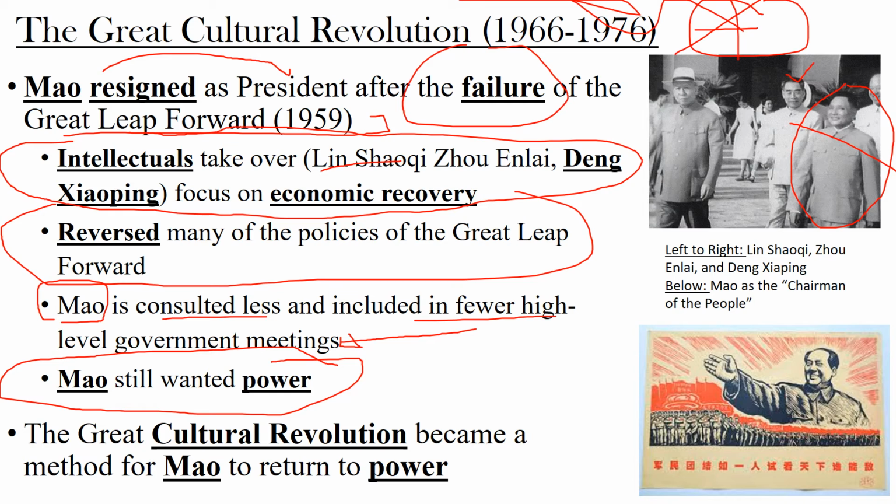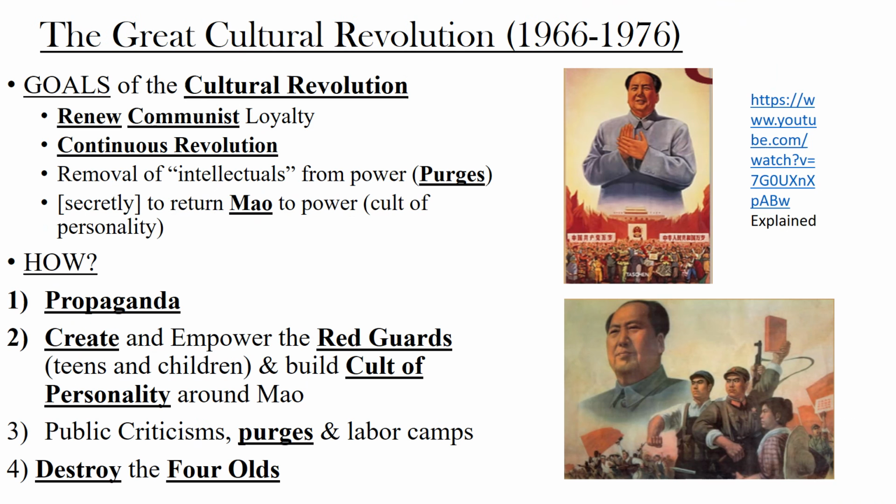And this is going to be his method. This is going to be his means of returning himself to total control over China and total control over the people of China. So this is the Great Cultural Revolution. Goals of the Great Cultural Revolution, 1966 to 1976, so a decade of this policy.